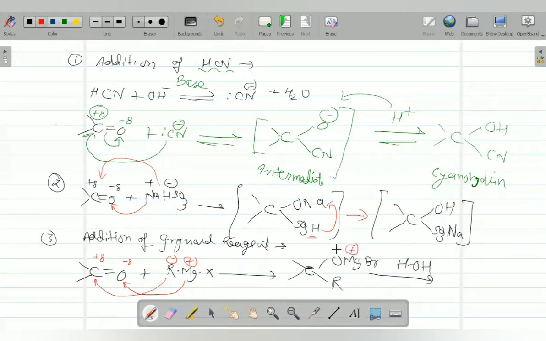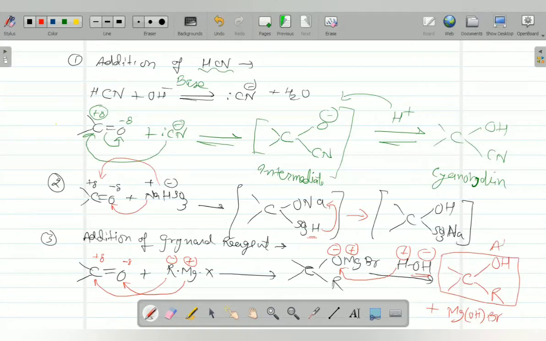As you see, Mg is plus, O is minus, H is plus, O is minus. So this MgBrOH is removed and H is captured by oxygen. So what is the ultimate product? C-OH, this is R and this one. And what is the byproduct? Mg(OH)Br. What is this? This is an alcohol. You can get the alcohol from ketone or aldehyde by using Grignard reagent.